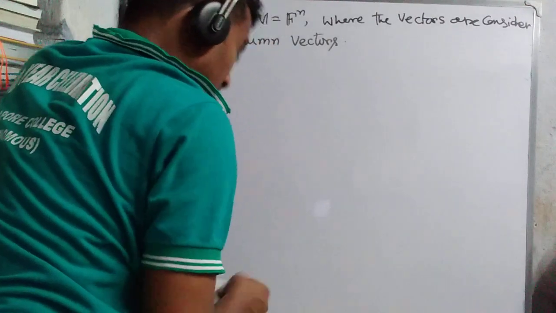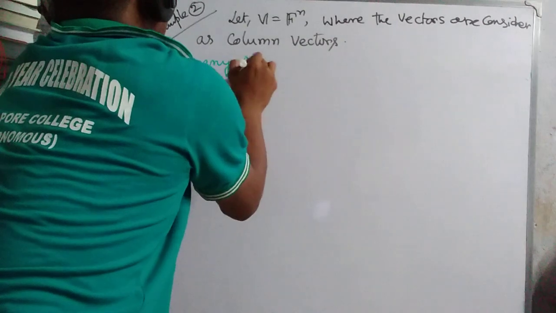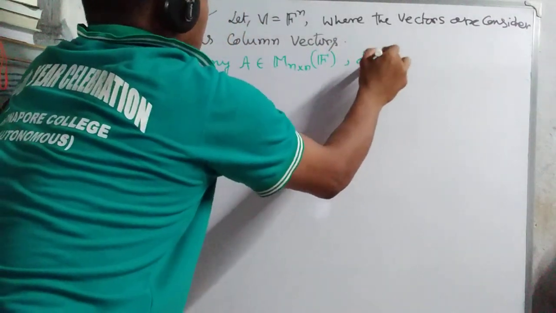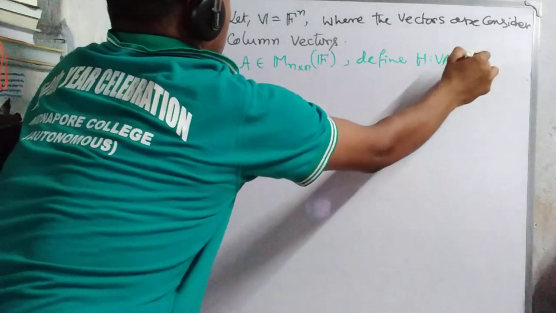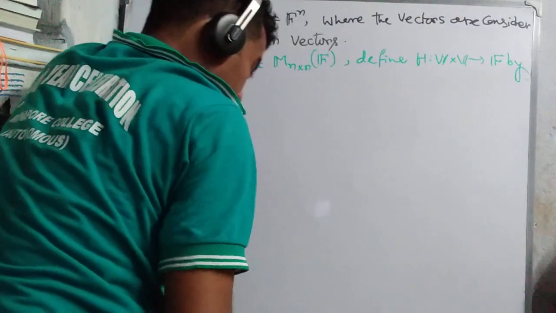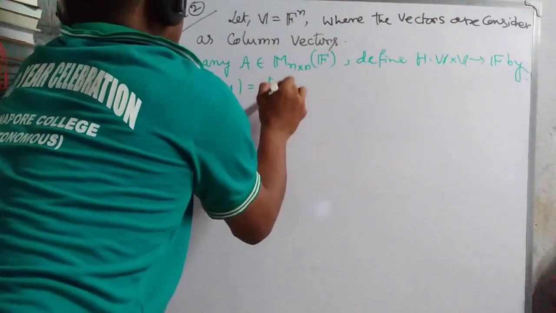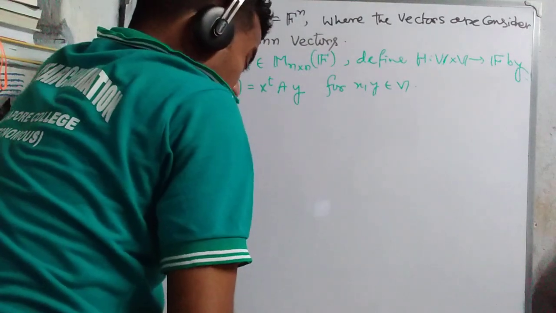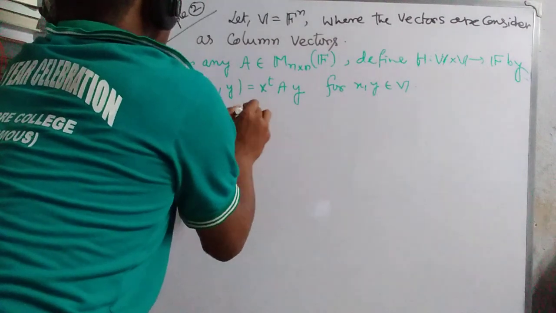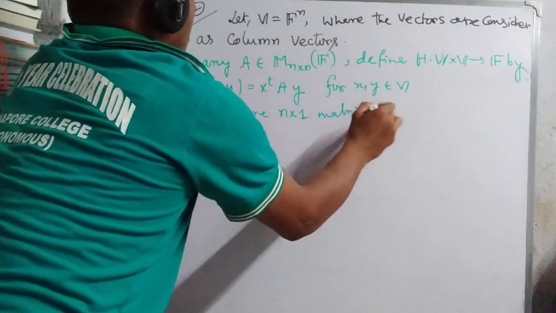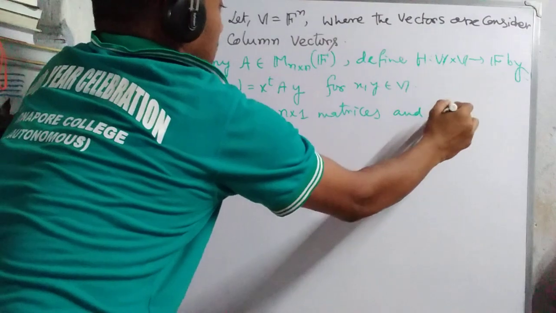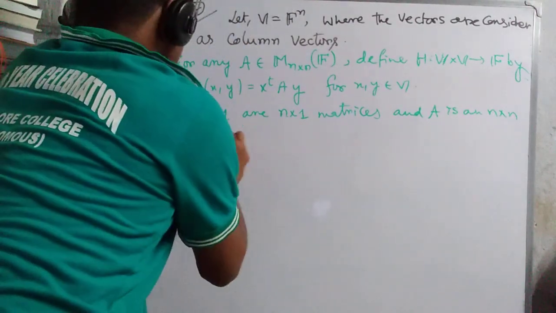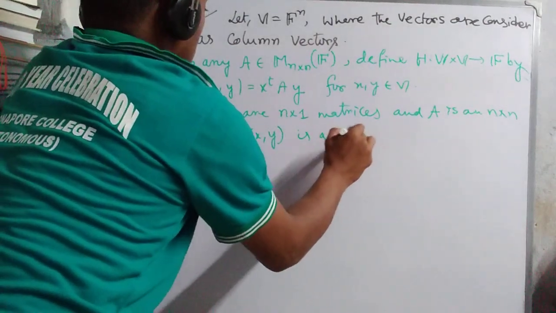Then for any A belonging to M n cross n, define h from V cross V to F by h(x, y) equals x transpose A y, for x, y belonging to V. Then x and y are n cross 1 matrices, and A is an n cross n matrix. Then h(x, y) is a 1 cross 1 matrix.